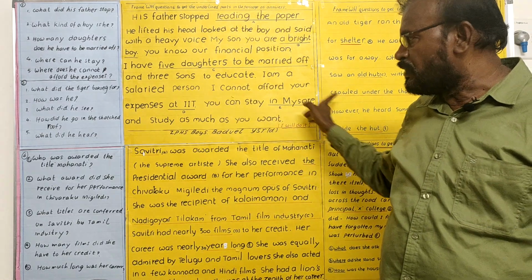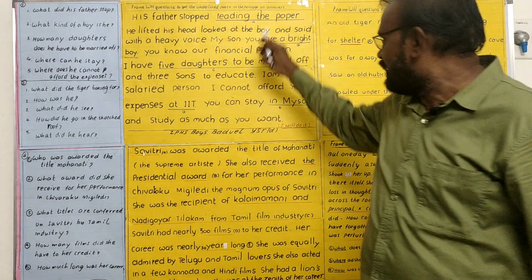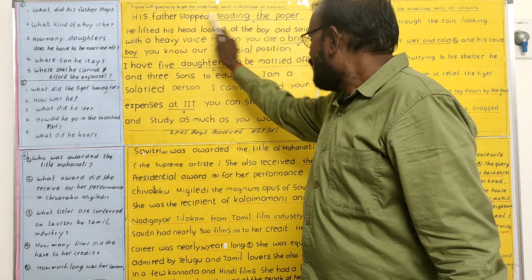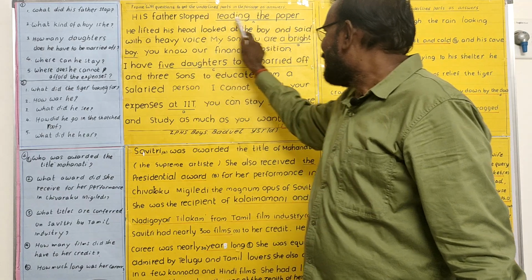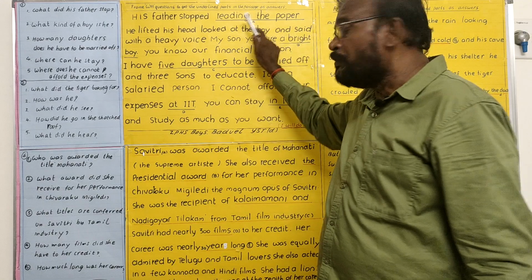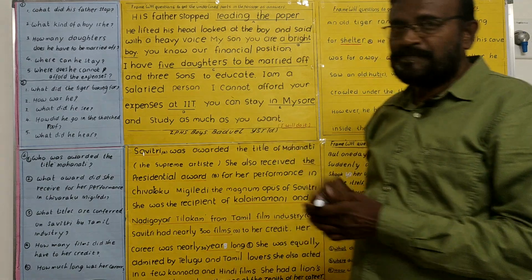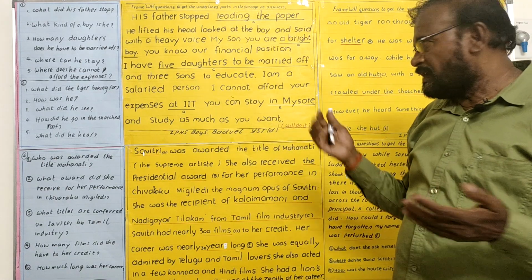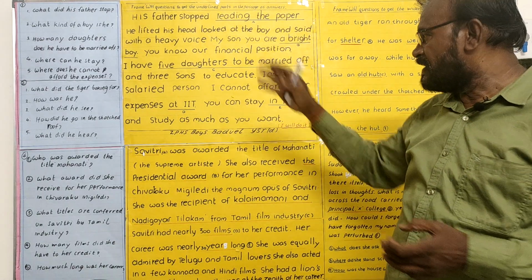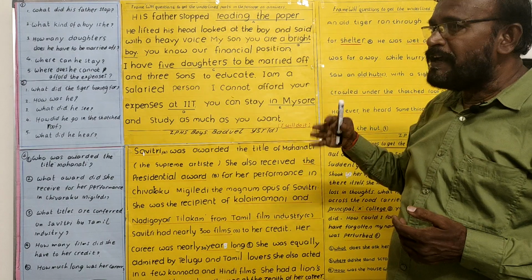You can stay in Mysore and study as much as you can. It is the paragraph. And here we have the underlined parts. By observing the remaining part of the sentences, omitting the underlined part, on the basis of the remaining part, we can frame WH questions. If there are not sufficient words, we frame direct questions.